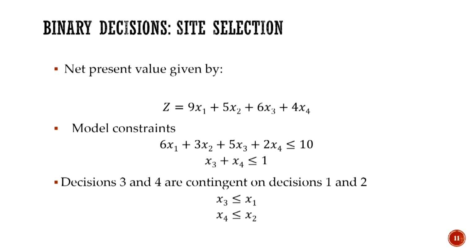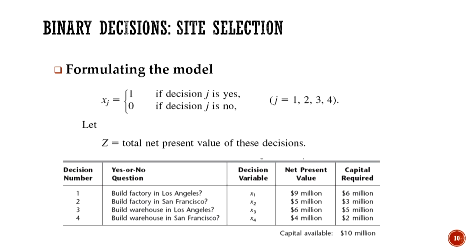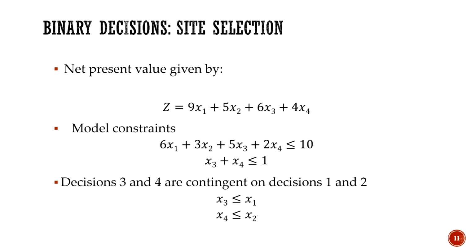Net present value is given by this function, 9 times x1. So from here in this column, you see the net present value for each option. So 9 times x1 plus 5 times x2 plus 6 times x3 plus 4 times x4 is the net present value, and it's our objective function.